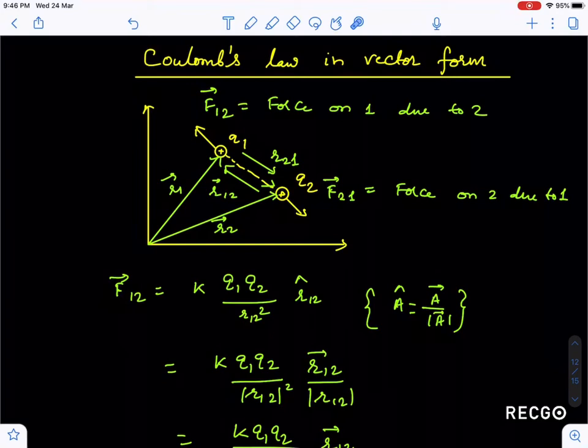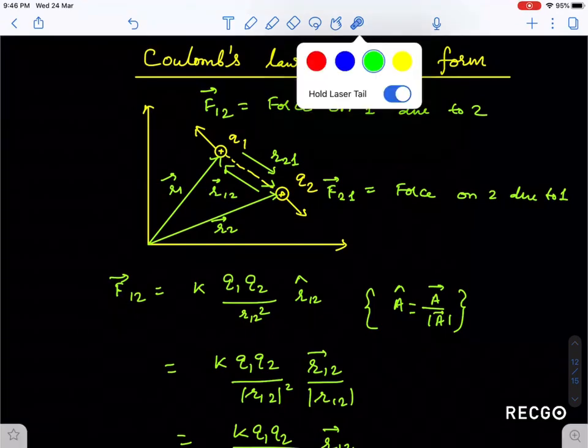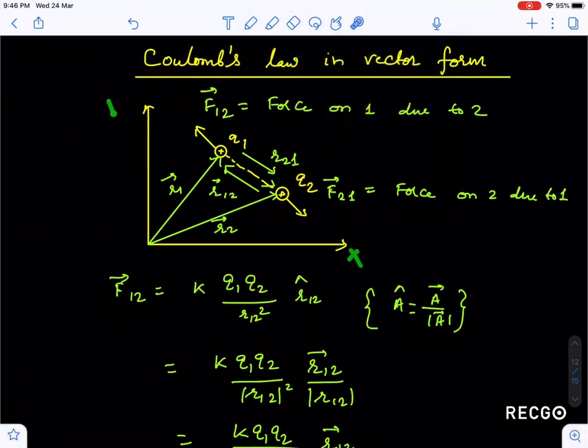In order to represent this in vector form, I have taken x and y axes and this as origin, and with respect to this origin I have kept two charges q1 and q2 at distances r1 and r2. These r1 and r2 are the position vectors of q1 and q2, because they represent the position of charges q1 and q2 in space. Both q1 and q2 are positively charged.